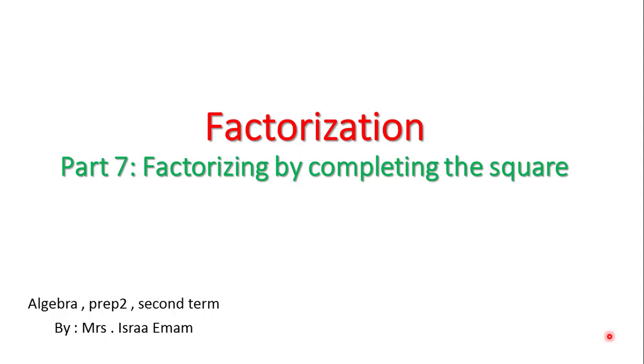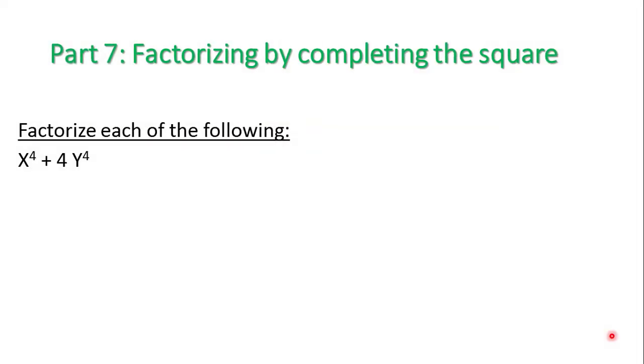Today we have the last lesson in factorization. This lesson is about factorizing by completing the square. We studied before the perfect square trinomial. In this session, we have a part of the perfect square trinomial, and we will complete this part to make a perfect square trinomial, and then we can factorize the expression.